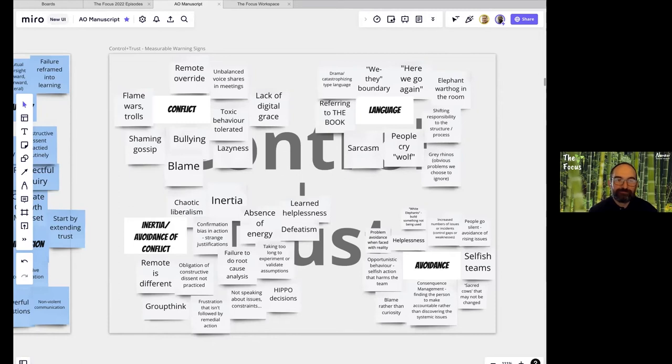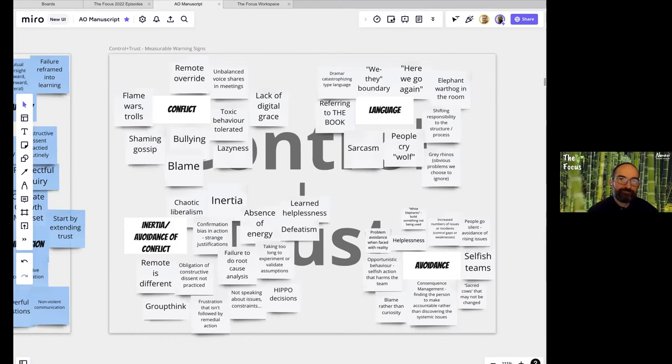You'll also look at inertia or even avoidance of conflict. So that's the opposite of conflict. People will go out of their way to avoid conflict. So there would be all forms or examples or behaviors around inertia.